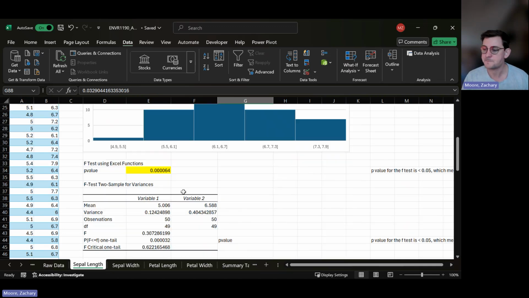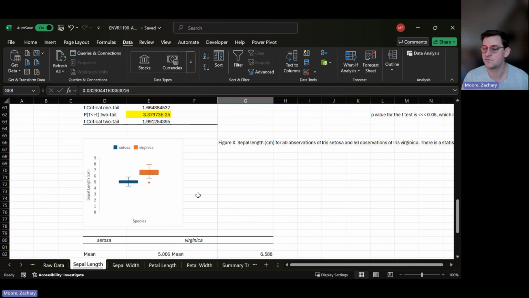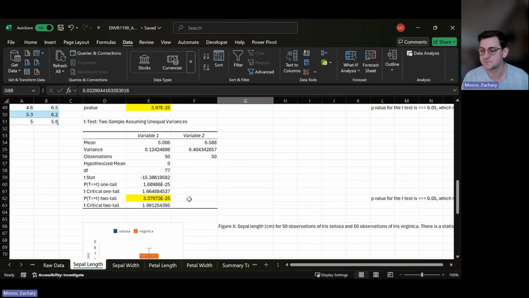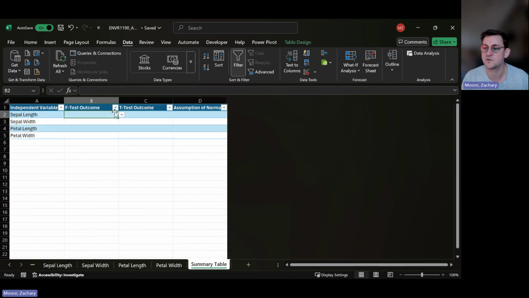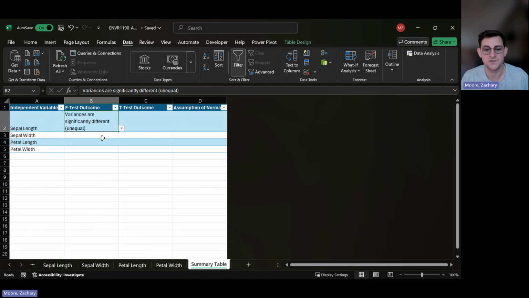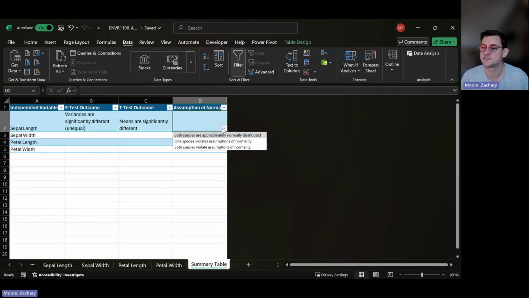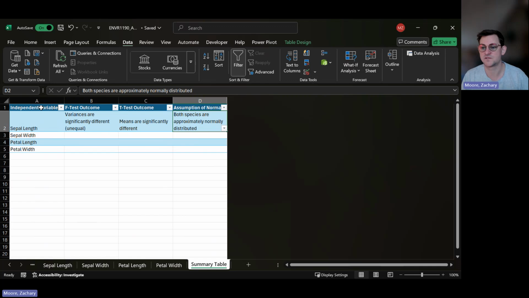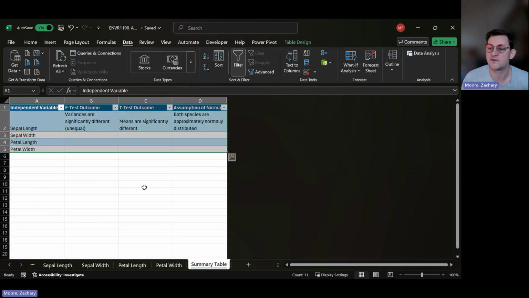So now, what we're going to do is move all of our results from sepal length over to our summary table. So for our F-test outcome, variances were significantly different. We had to use the unequal variances test. Our T-test outcome, the means were significantly different. And the assumption of normality was that both species were approximately normally distributed.